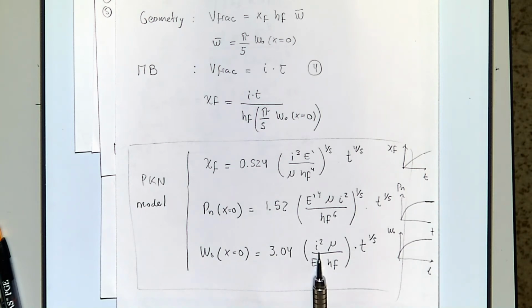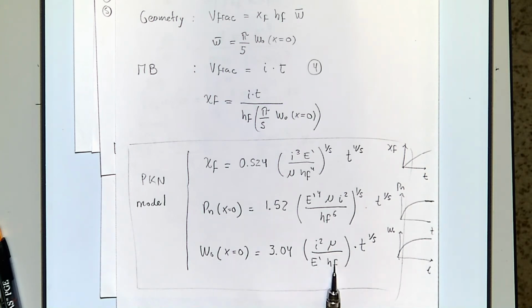And for the width, it's proportional to the injection rate, inversely proportional to the viscosity of the fluid, inversely proportional to the constraint Young modulus, and this is again because of elasticity. The bigger the constraint Young modulus, the smaller the width is going to be. And the hydraulic fracture height, this is again because of material balance. For the same injection rate and a bigger hydraulic fracture height, you will have a smaller width.